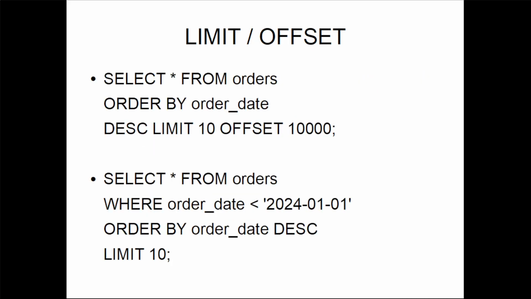Limit and offset are useful for pagination, but offset can become inefficient for large data sets. For example, select * from orders order by order_date descending limit 10 offset 10,000. Only 10 rows are returned, but the database processes and discards the first 10,000 rows, which can slow things down. If possible, try something like this. Select * from orders where order_date < January 1, 2024, order by order_date descending limit 10. This avoids scanning unnecessary rows.